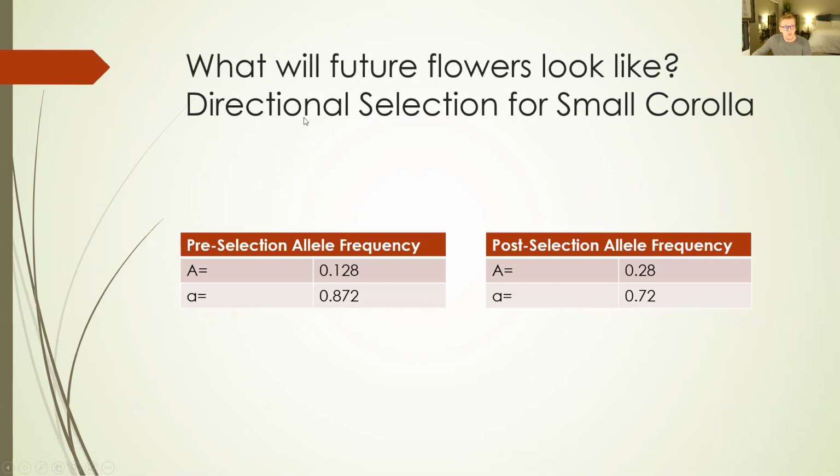And the answer is directional selection for small corollas because of these smaller pollinators. And we can see that here. So in the pre-selection, our big A allele was at 0.128. And then if we go down here and look at the post-selection, we're seeing that that's almost double the value. And that means that we're moving in the positive trend towards the big A, towards those small corolla sizes. And that is consistent with our hypothesis.